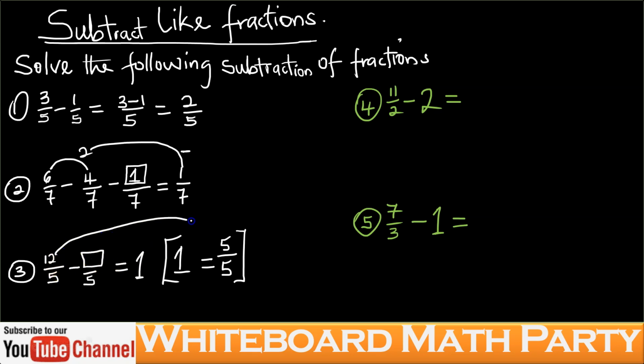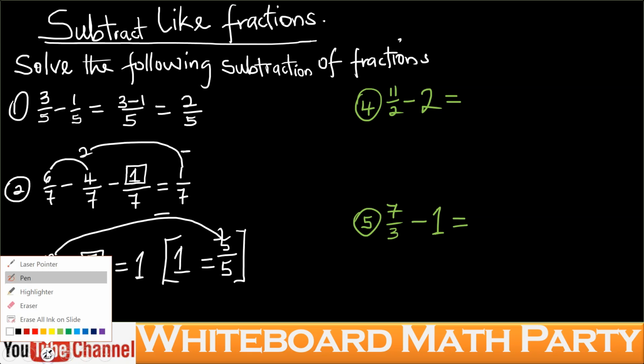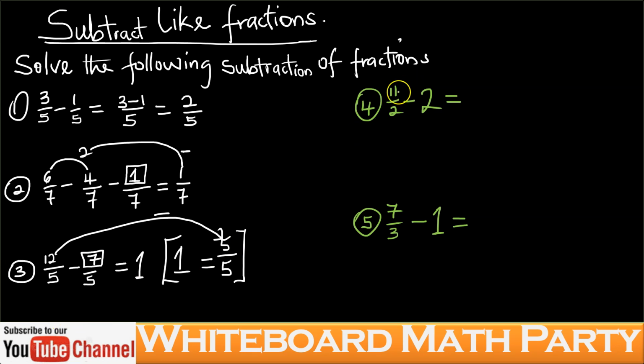12 minus 5 is what you're going to do. If you subtract 5 from 12, that's going to give you 7. So the number missing here is 7. We got it. Done. Now it's time to go solve the next questions. Here we have 11 halved minus 2 whole.